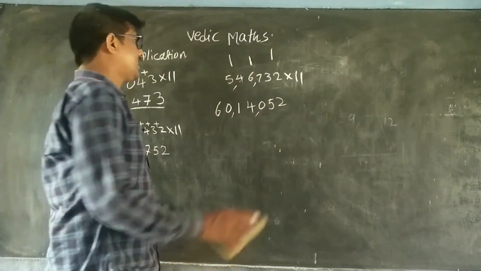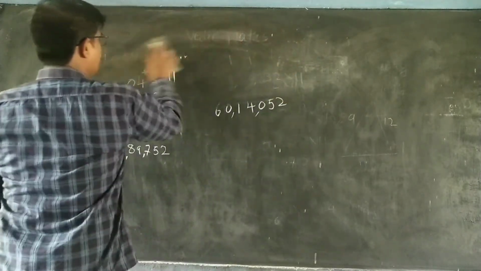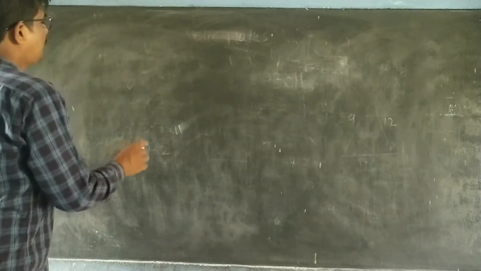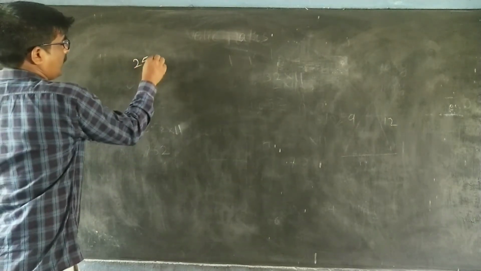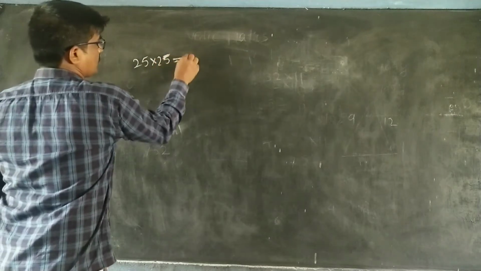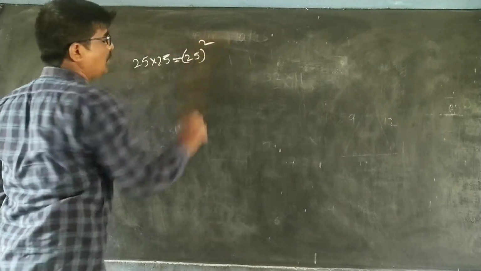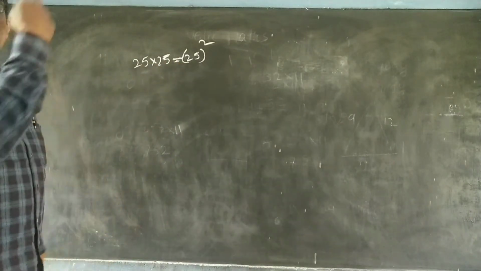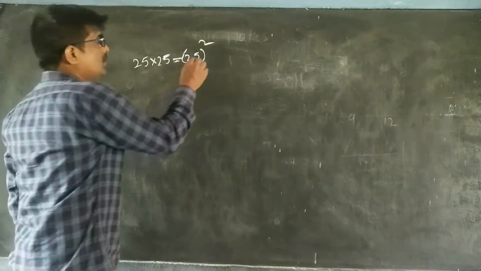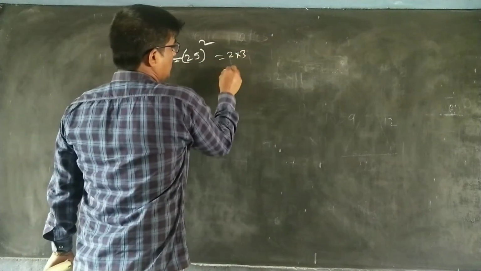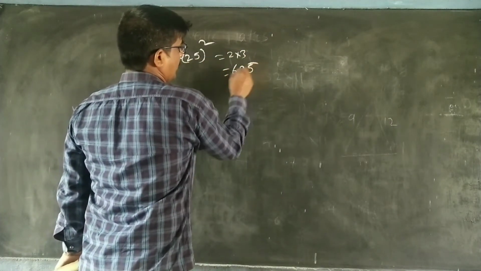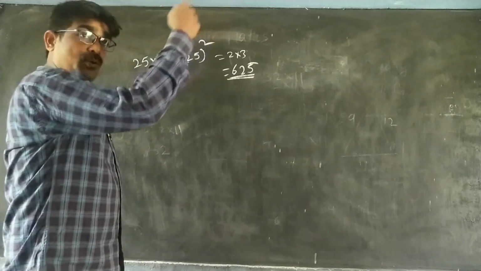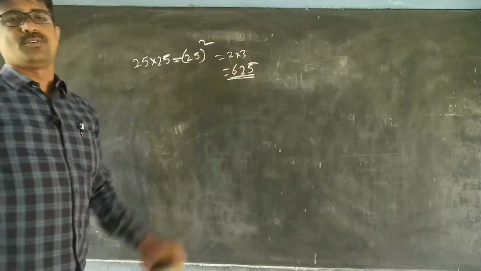Next, again one more multiplication, how we have to solve. Listen here. For example, 25 into 25, otherwise 25 squared. How do we have to multiply? In this situation, 2 times the next number 3. So 2 into 3 is 6, and then you have to write 25. So the answer is 625.